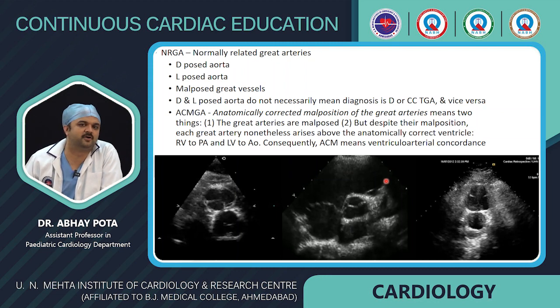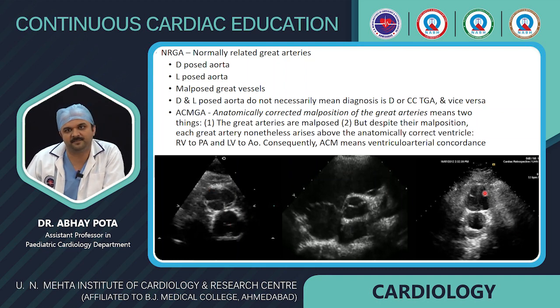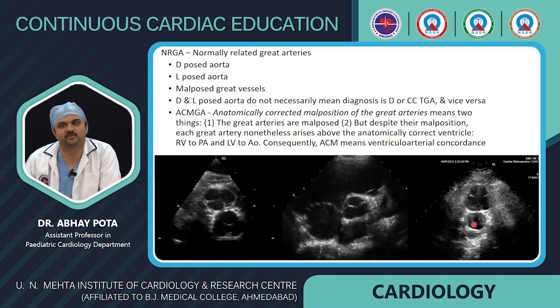Then what is D-posed aorta? D-posed aorta is this. The aorta is here and this is the PA. So the PA is left and posterior to the aorta. What is L-post aorta? It is this. The aorta is here, this is the PA. The aorta is left and anterior while the PA is right and posterior. This is called L-post aorta.